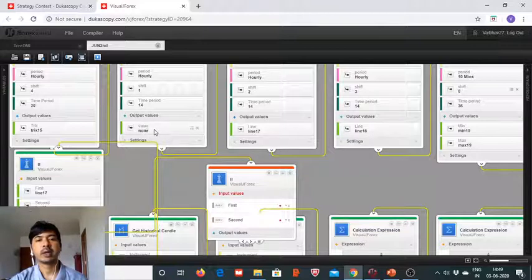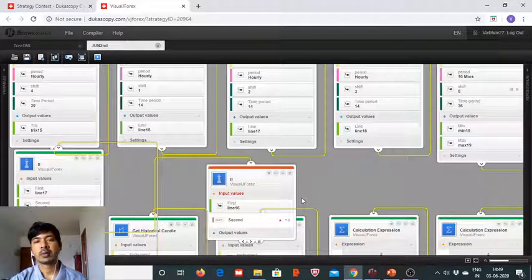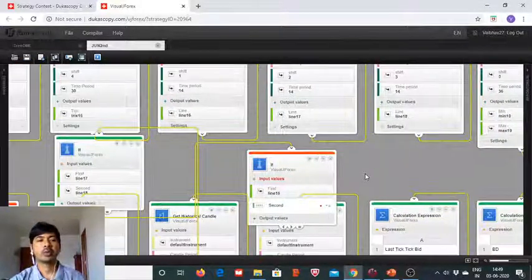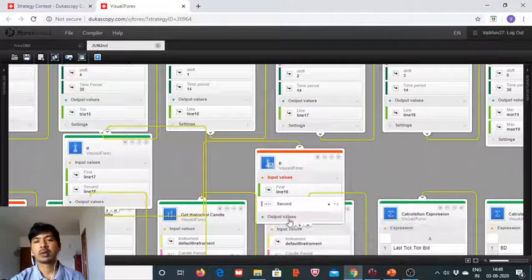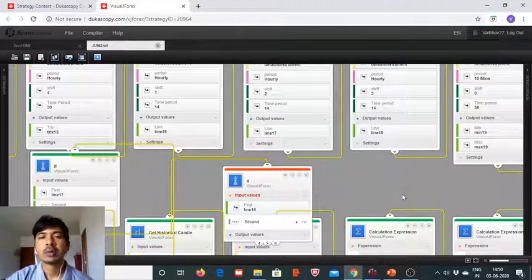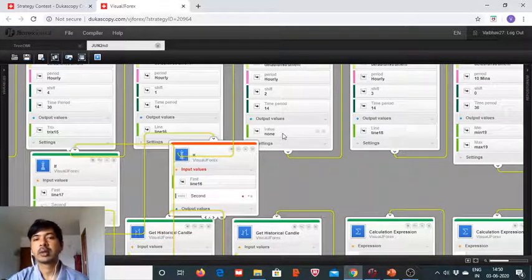So here we take this value first is line 16 and it should be greater, so here line 16 and line 17 will be compared.